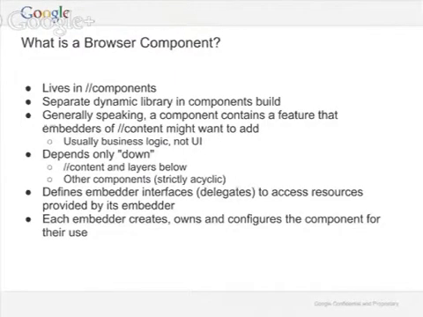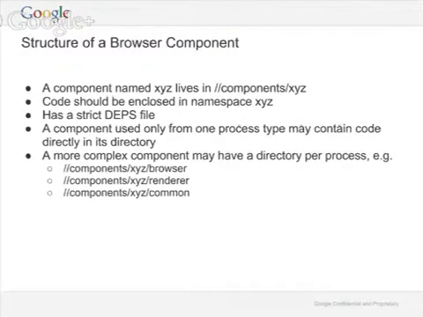What about the internal structure? So a component that's named XYZ would live in source/component/XYZ. Its code would go into a namespace XYZ. It should have a strict dependency deps file, so that prevents it from depending up to Chrome or something like that. And it should have an owner's file for the people who are responsible for that component.